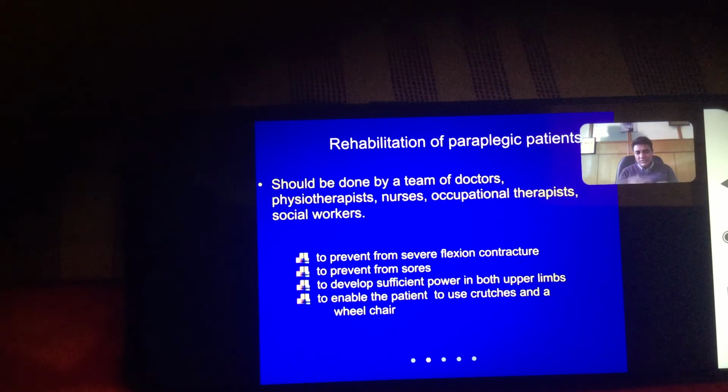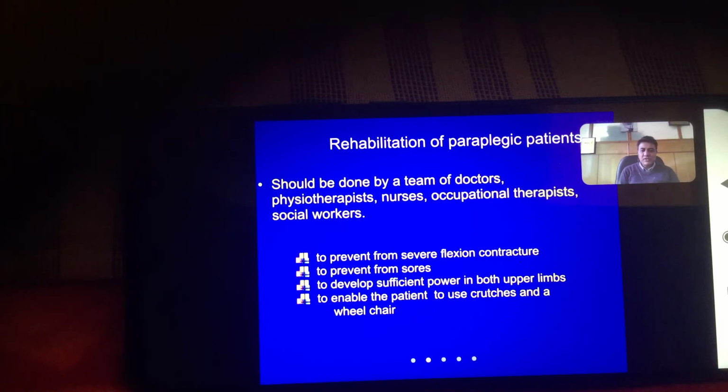Then another is to prevent bed sores, or even if you mobilize the patient in a wheelchair, there could be sores from the wheelchair. That's why there should be a soft part touching his body while he is mobilized in the wheelchair. And another is to develop sufficient power in both the upper limbs. If both lower limbs are not functioning, the power of the upper limbs increases, and he should be learning the skills to do all things by the upper limbs, and they should be taught about it.